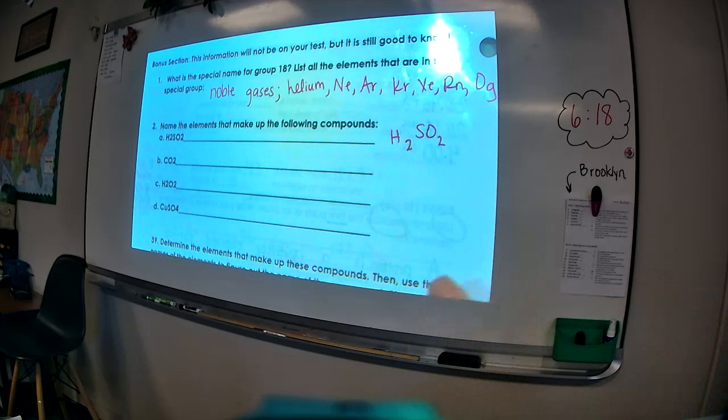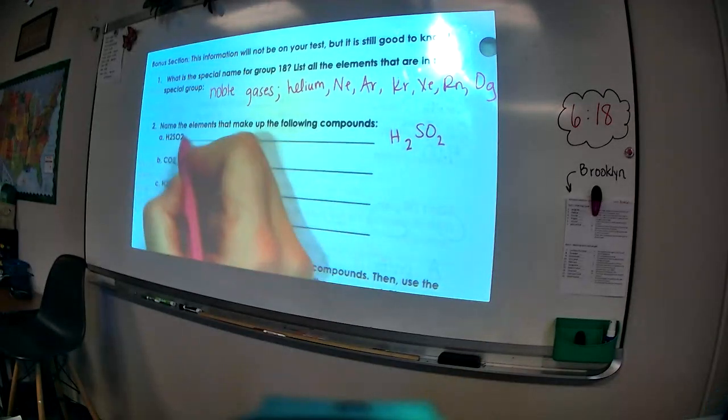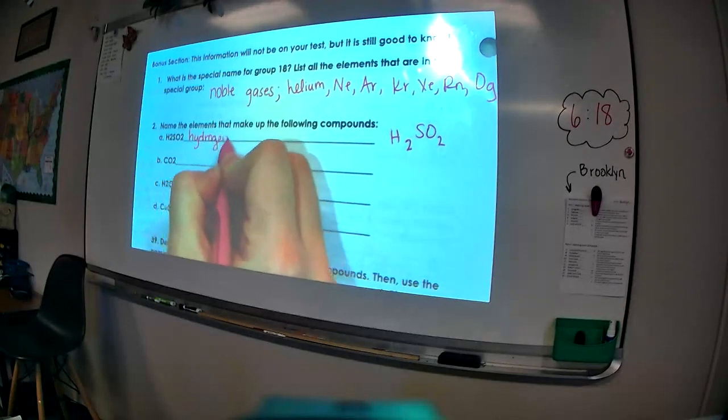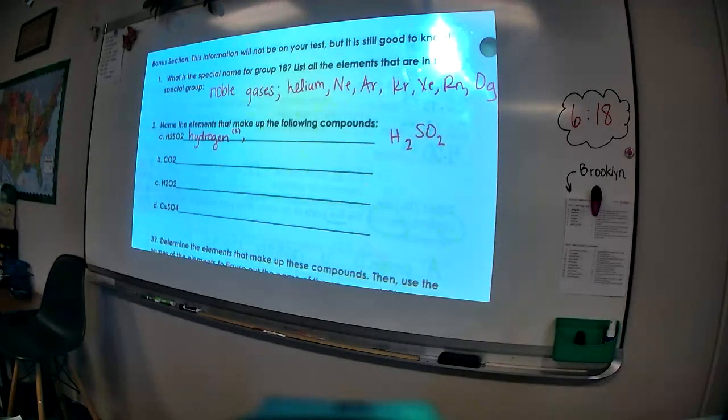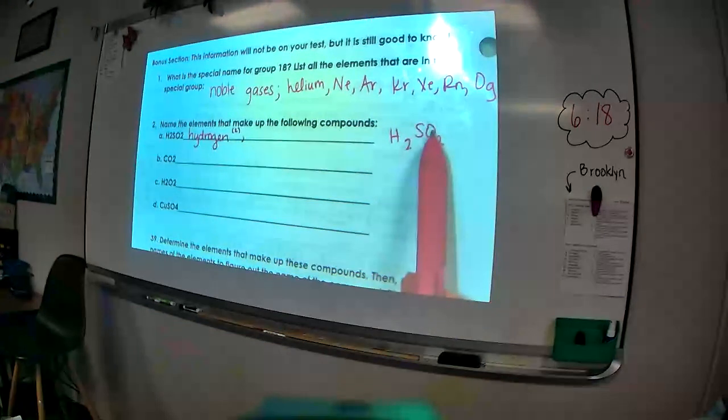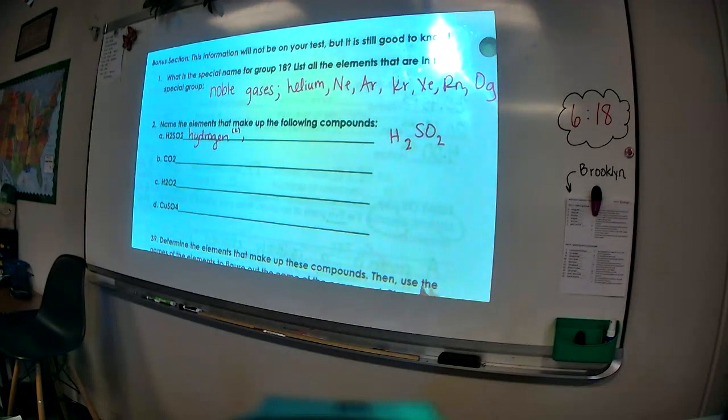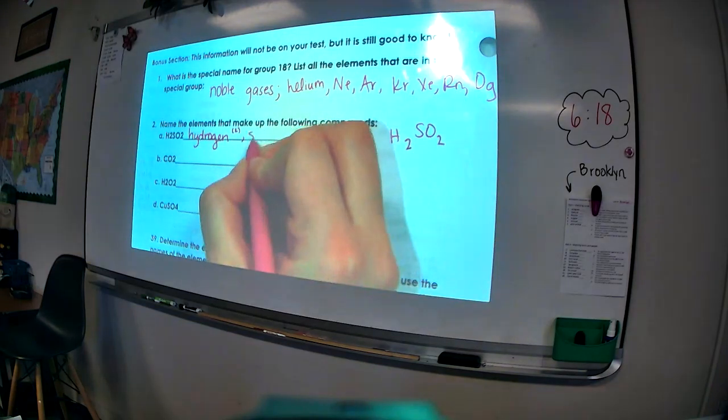Bella? Not helium. Helium is He. Hydrogen. How many atoms of hydrogen, Bella? Good. 2 atoms of hydrogen. Then what? Well, if it's a capital letter, then these are both separate symbols. Capital S, capital O. So what does capital S stand for? Sulfur. How many atoms of sulfur, Bella?